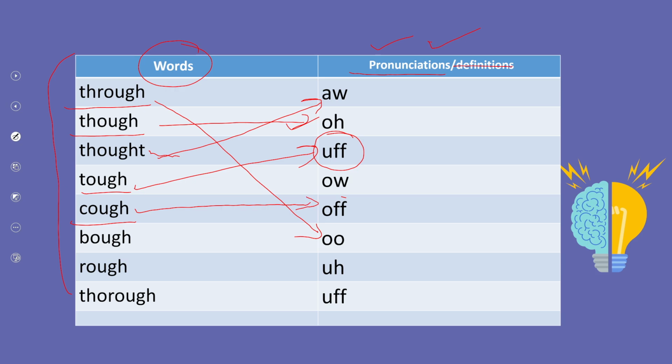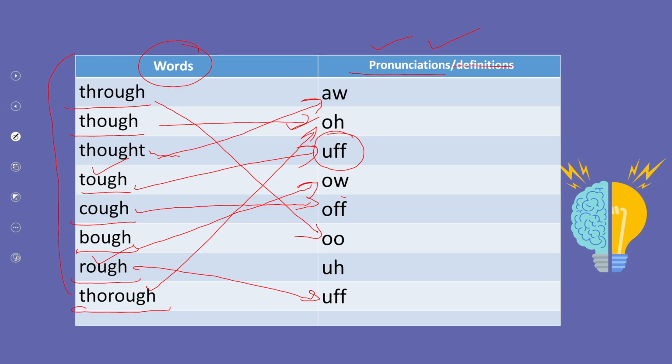Yes. The off sound. This is bow. Bow. And this word is rough. What sound is it giving? Uff. Rough. Yes. This sound. Just like tough. Tough, rough. And the last word is thorough. Thorough. What sound are we hearing? The O sound.